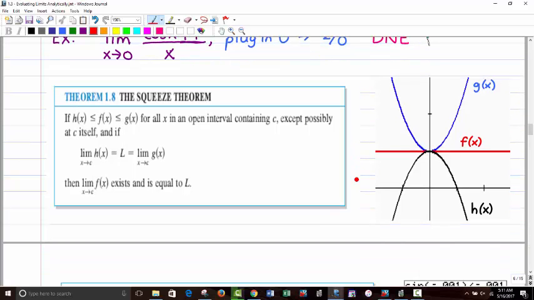Now, here's an interesting little theorem that I bring up from time to time. I've even used it in Cal 2 for a couple of things. Well, let's take a look at this. There might be a quiz question that relates to this.